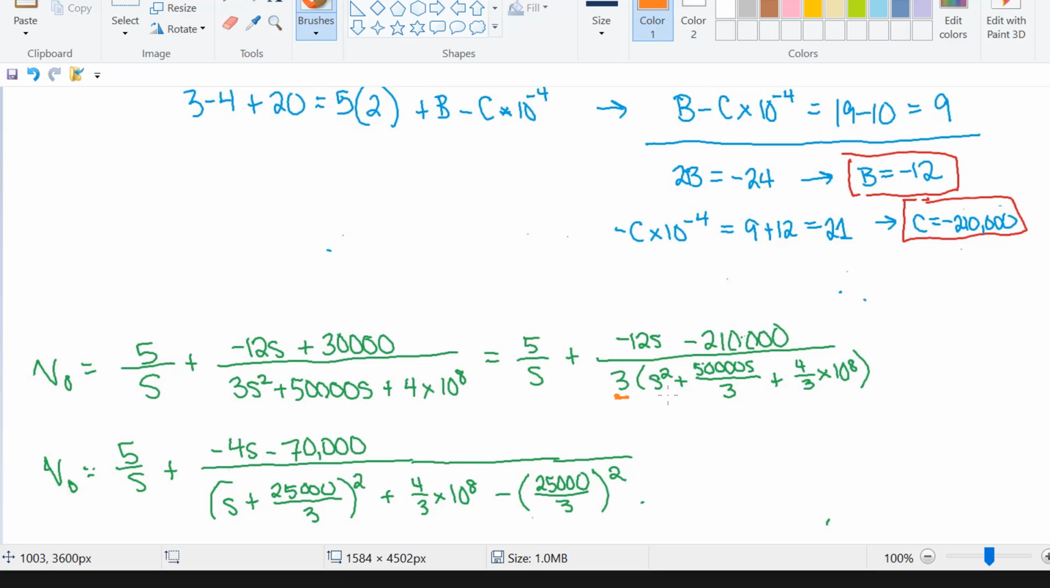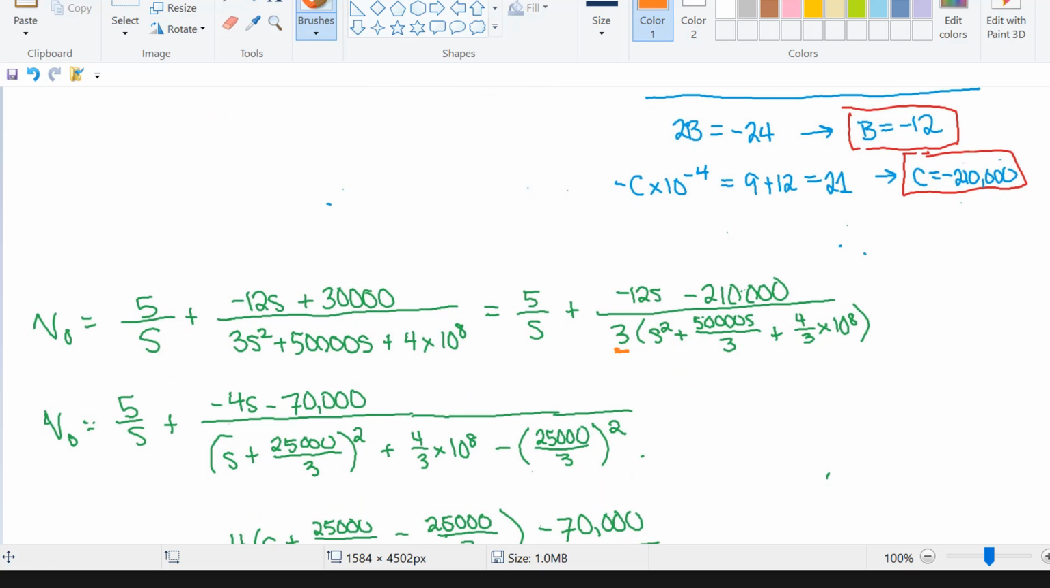And then I completed the square in the bottom with what was left inside parentheses. So to complete the square, remember you do s squared plus this. And then the thing you have to add and subtract is you take the half of the middle coefficient and square it. Well, half of the middle coefficient would be 25,000 over 3. And then you square that. Okay? So you would add and subtract that.